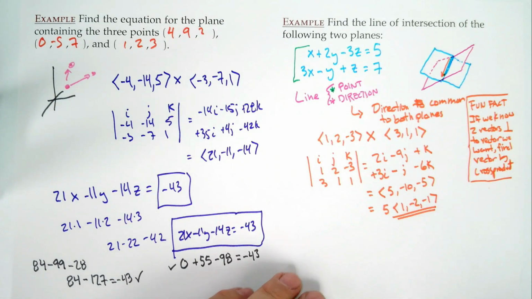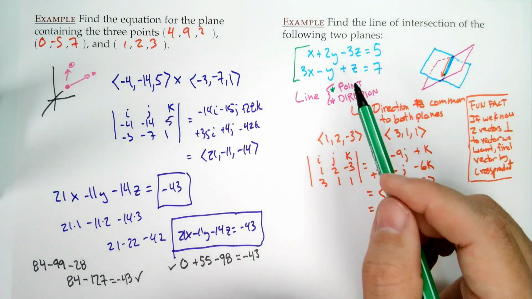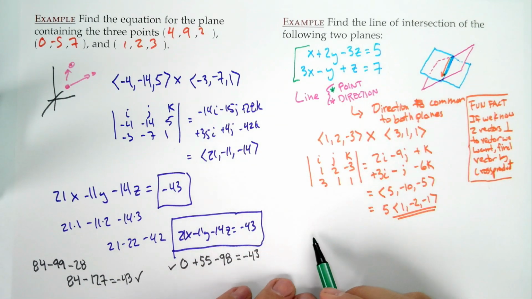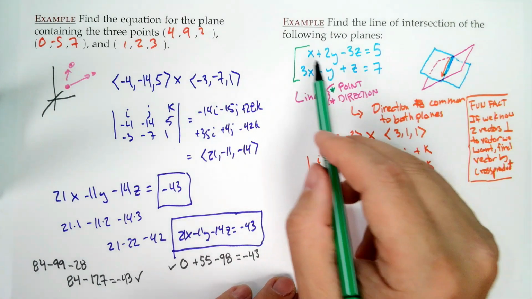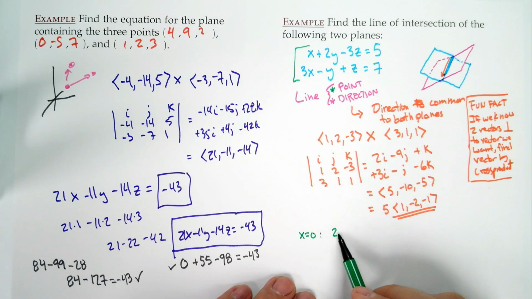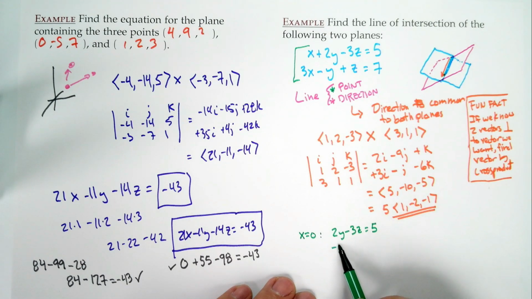And you might say, but there's too many variables, x, y, and z, and there's not enough equations. We're going to use that to our advantage. So we're just going to pick a value for x. Let's pick x equals 0. So suppose x equals 0, and I want to satisfy both of these. So I need to have 2y minus 3z equal to 5, and minus y plus z equal to 7.